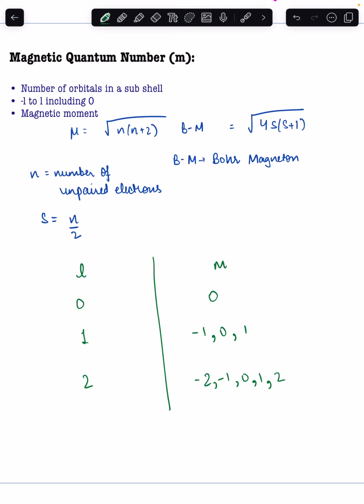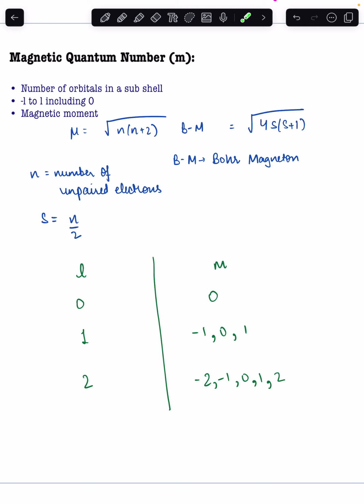The magnetic moment you will learn in physics, I think in 12th, so you do not need to go into it now. The unit for this is the Bohr magneton, BM. I did not write it here, but that is the same thing. This is based on the number of unpaired electrons, and the number of unpaired electrons comes from the magnetic quantum number. The formula is root of n(n+2), and root of s(s+1), where s is n by 2, half the number of unpaired electrons. So I think it's very easy, it's not that hard.